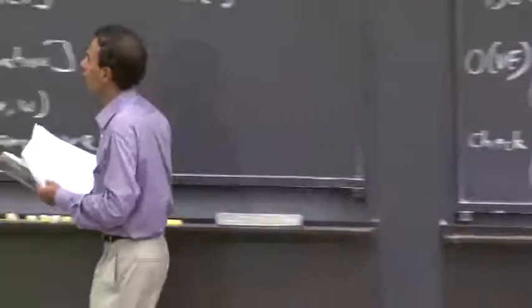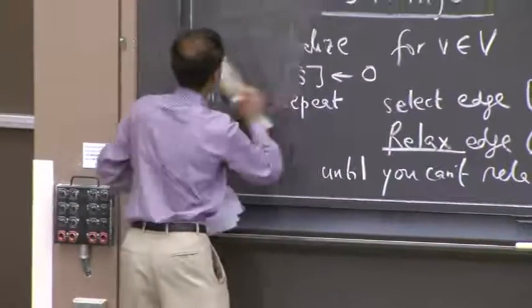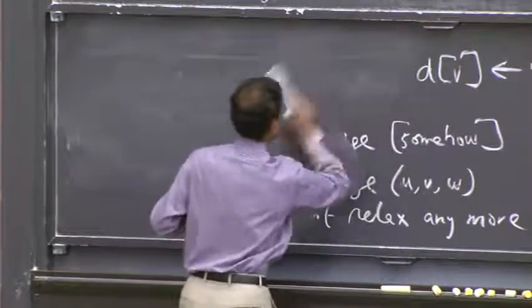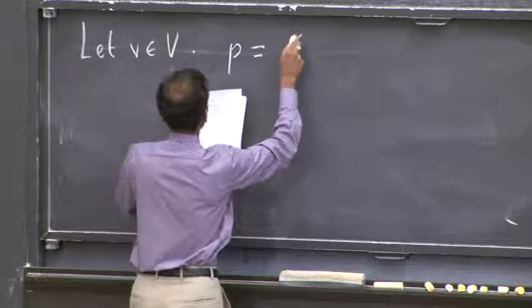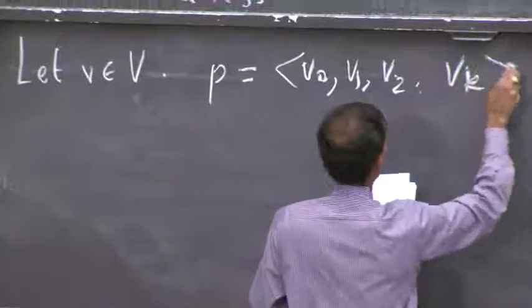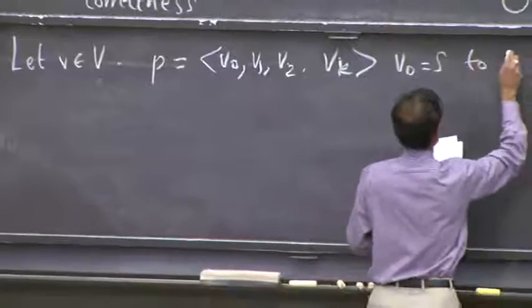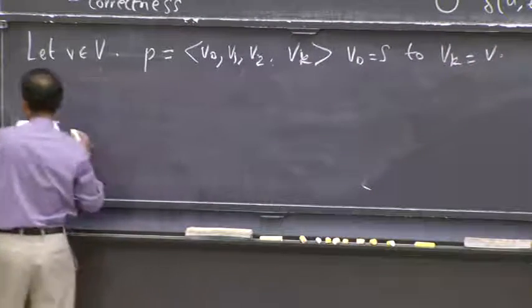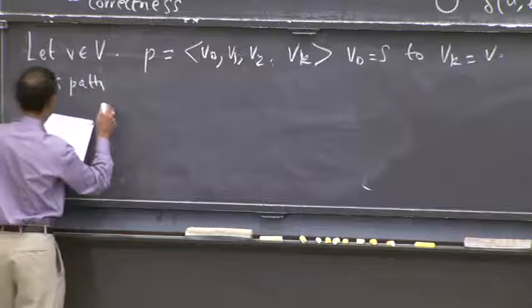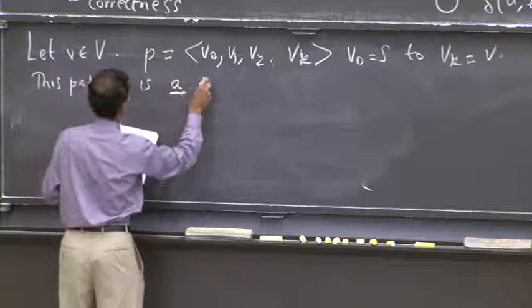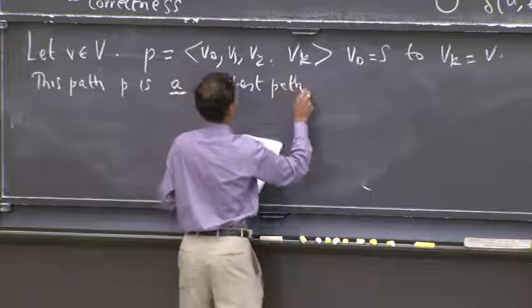All right, so that's the picture I want you to keep in mind. Let's dive in and prove this theorem. We can prove it using induction. So let V be any vertex, and let's say that we're looking at a path V0, V1, V2 to Vk, from V0 equals S to Vk equals V. And in particular, I'm now going to say that this path P is a shortest path with the minimum number of edges.